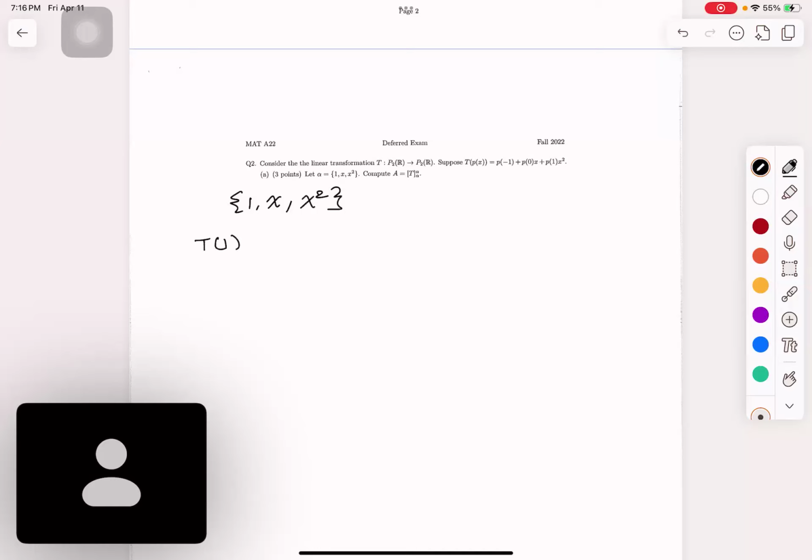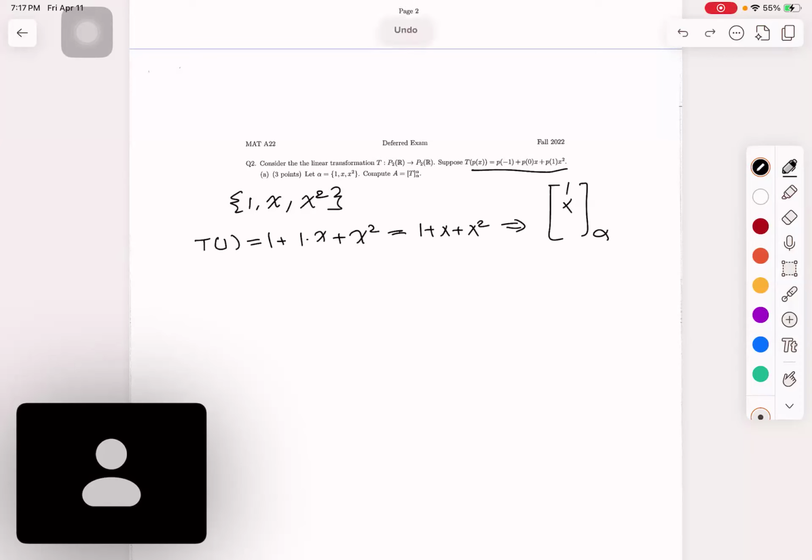So for T of 1, we plug it into the function. Since 1 is a constant, there's no x in it, so if you plug it into the function, it's just going to be the same thing. So we get 1 plus 1 times x plus x squared, which is equal to 1 plus x squared. And written in terms of the basis, we get 1, 1, 1.